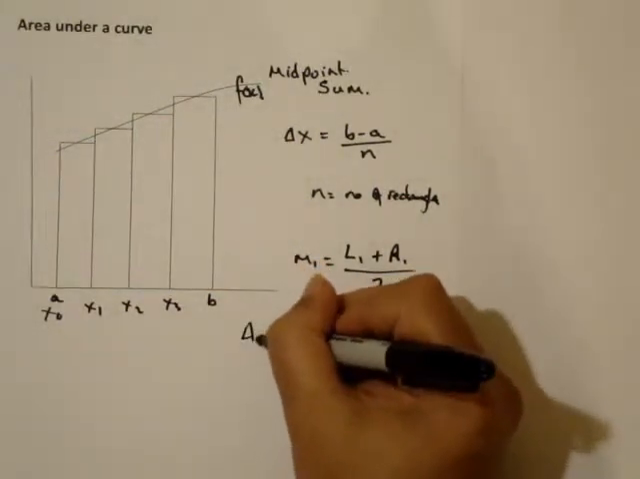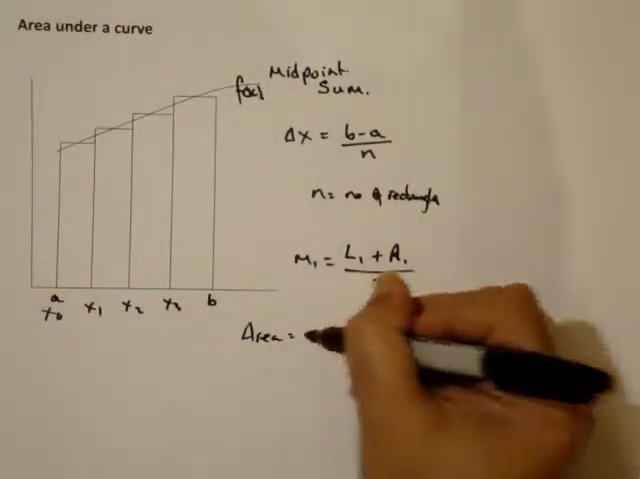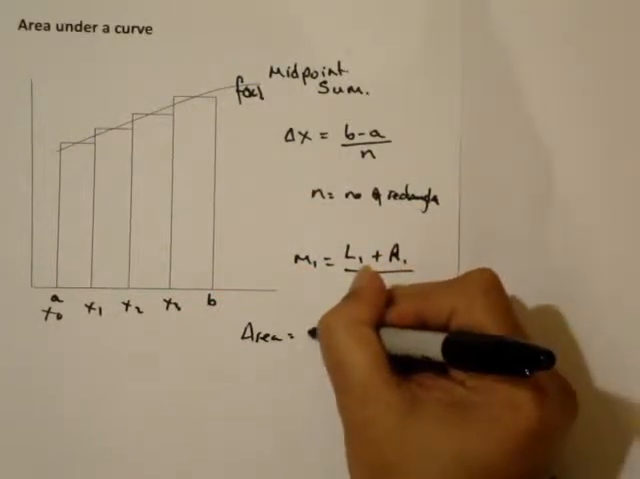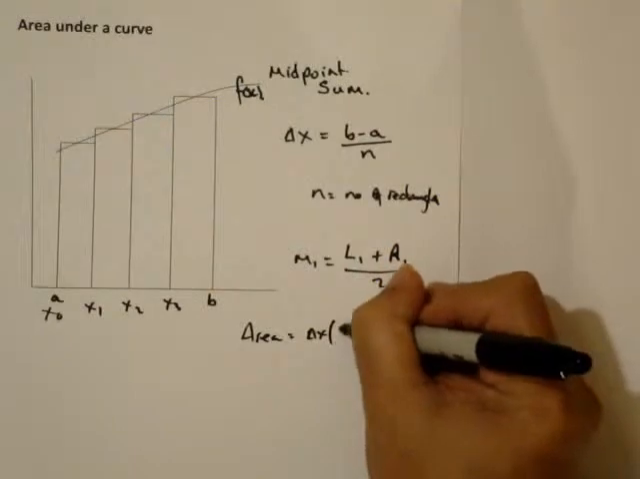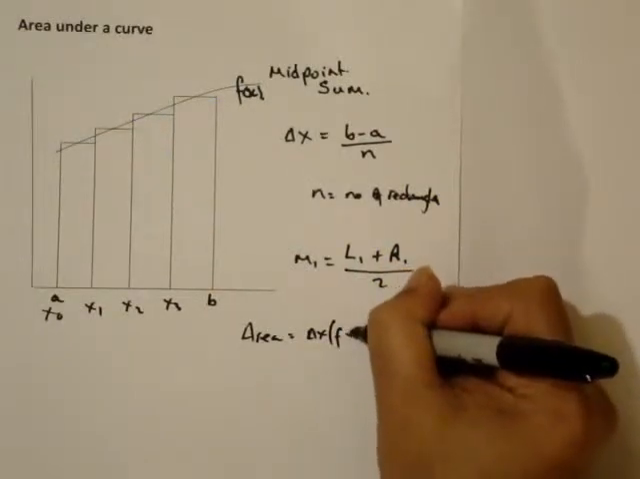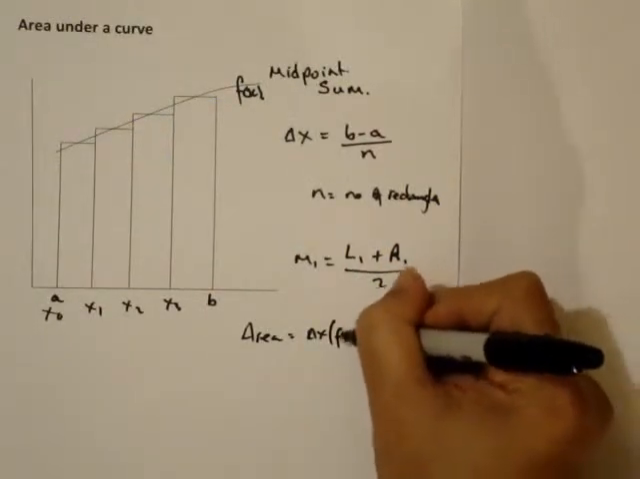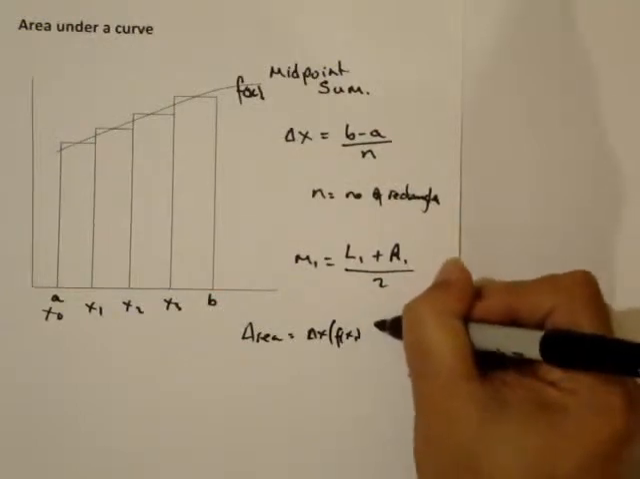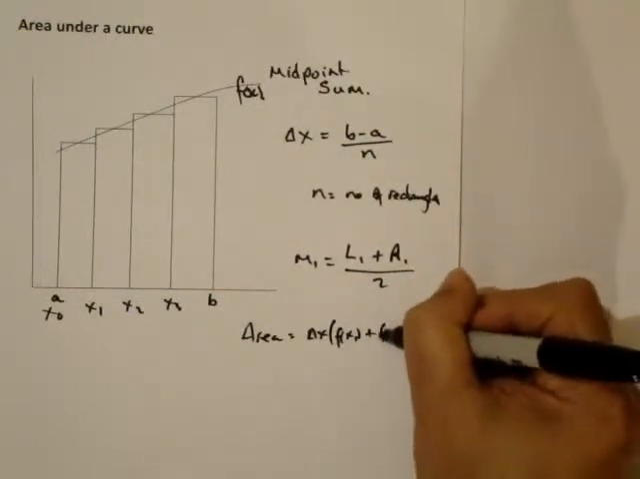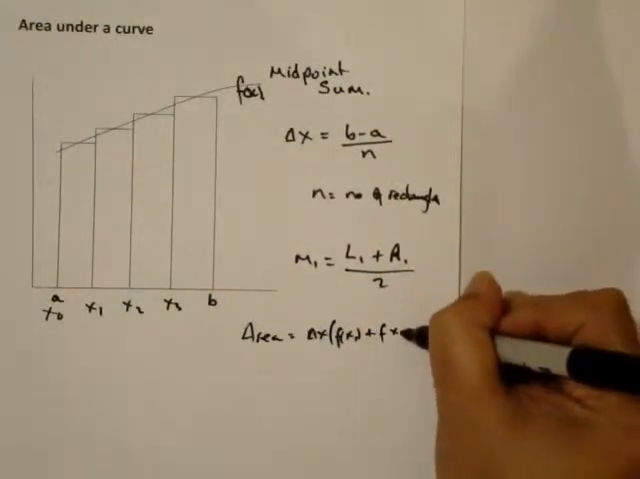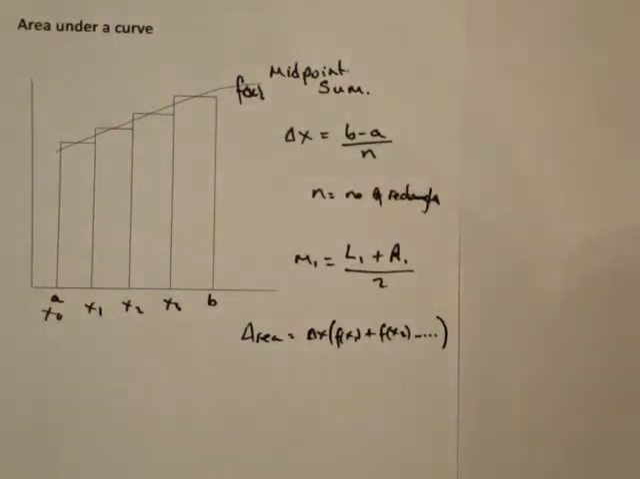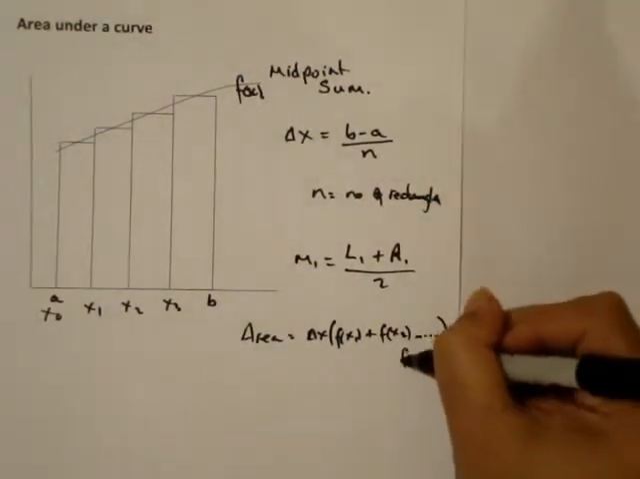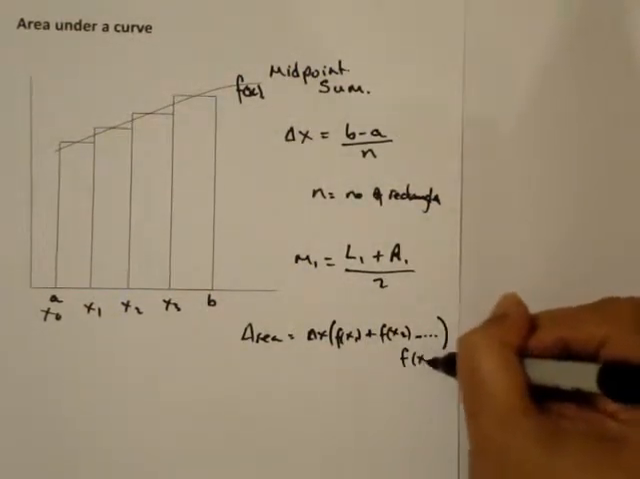area equals delta x, f of x1 plus f of x2, etc. And this would go on to f of xn.